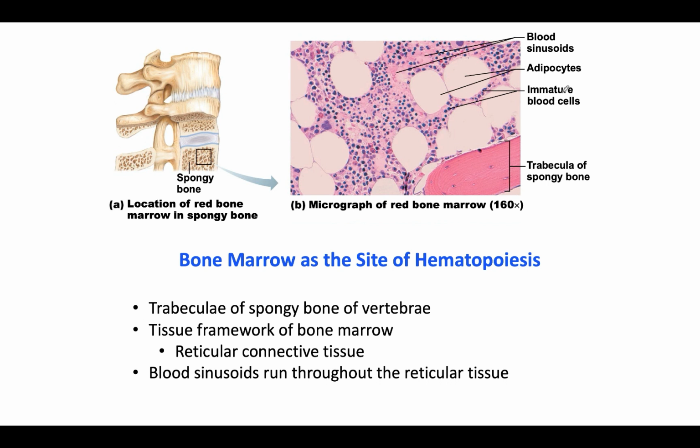So you can see immature blood cells, and blood cells keep generating, and mature blood cells enter the bloodstream through endothelial cells of the sinusoid. You can see here's a blood sinusoid. And once blood cells mature, they enter the blood vessel by way of the blood sinusoid.